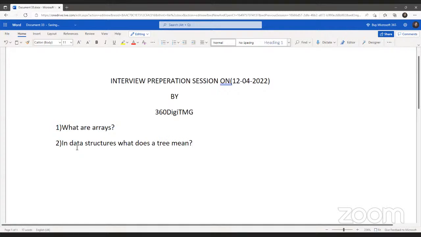in data structures, what does a tree mean? What does it represent? If anyone knows the answer, can ping me in the chat box and we'll discuss the answer within a minute.